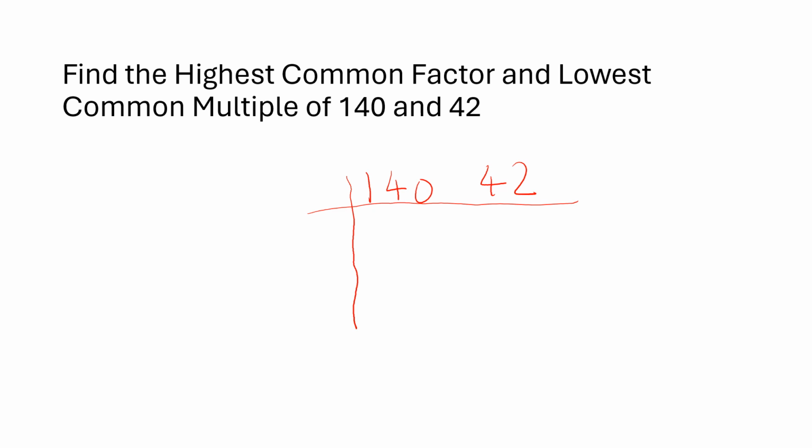In fact, I am going to take out a prime. I'm going to take out a 2 because they're both even numbers. So that might be something that's quite accessible to students, is checking first whether they're even. Now if I divide this one by 2, I get 70. And if I divide this one by 2, I get 21.